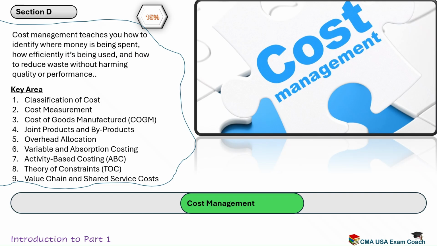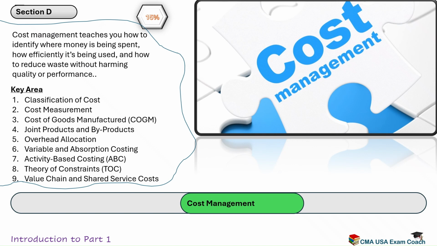Next, variable and absorption costing. This topic compares two ways of preparing income statements. In variable costing, only variable manufacturing costs are treated as product costs. In absorption costing, both variable and fixed manufacturing costs are included. Understanding the difference helps management analyze profitability and make internal decisions correctly.